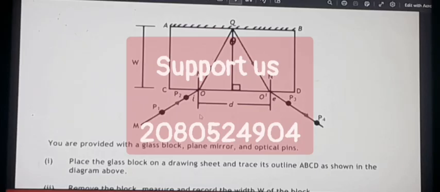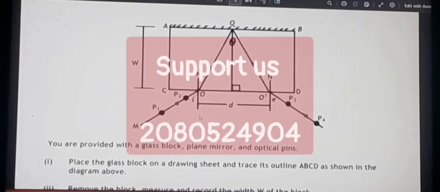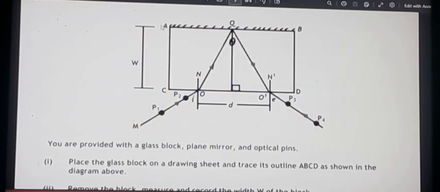So let's, without much ado, continue with the setup. Let's read through the instructions and then we'll perform the experiment. Trust me, the experiment is going to be very, very easy. So let's read through this. As you can see here, we have the setup, the plane mirror, which is on the side of the rectangular block. So the rectangular block is ABCD. So we are going to read through the instructions now.